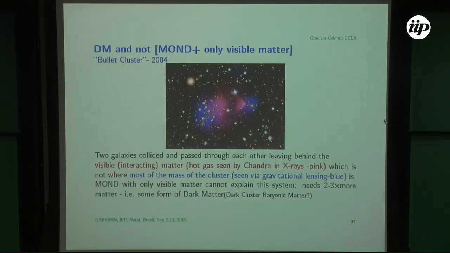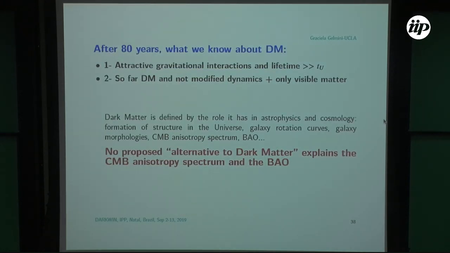This system cannot be explained by TeVeS only with visible matter. You needed, at this point, a 2-electron-volt neutrino, which we know now from the masses of the neutrinos. In any case, you needed a 2-electron-volt neutrino or some other type of dark matter that they call dark cluster baryonic matter. So you cannot replace dark matter. That is for TeVeS already at the level of galaxy clusters.